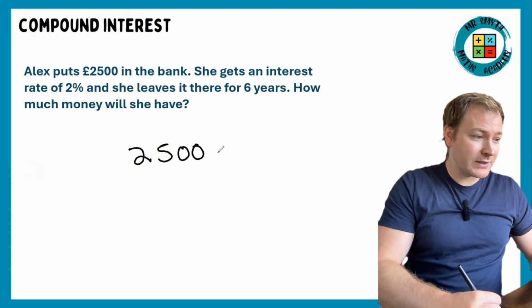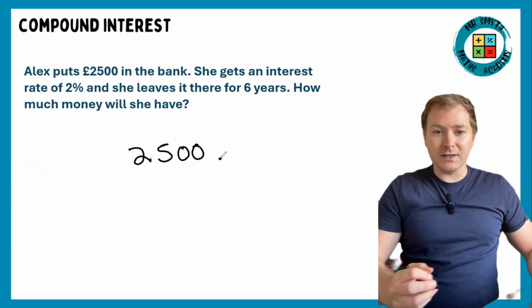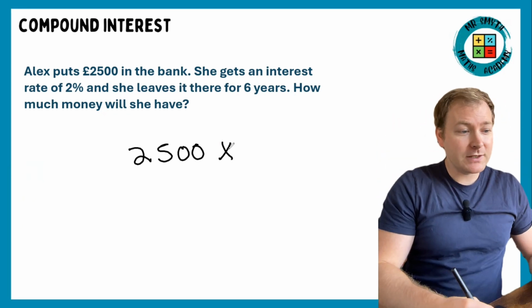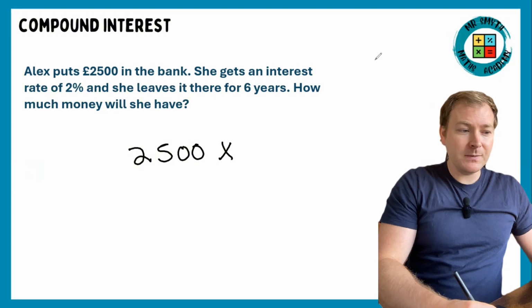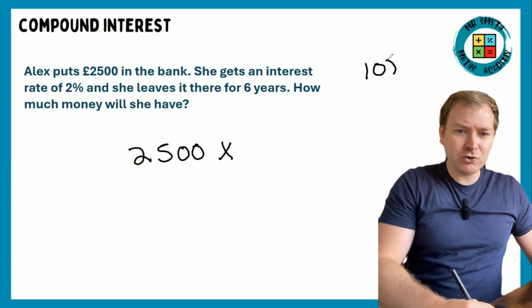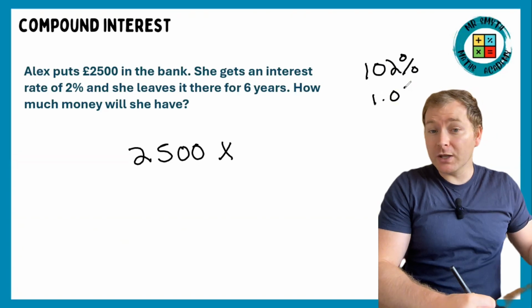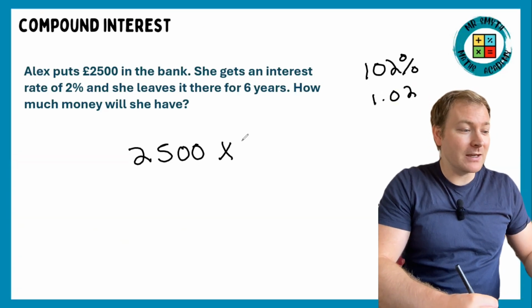So we start with 2,500. We want to times this by a percentage multiplier to make it 2% larger. Well, let's figure that out. 2% bigger is 102%, and 102% as a decimal is 1.02. So we're going to multiply this by 1.02.